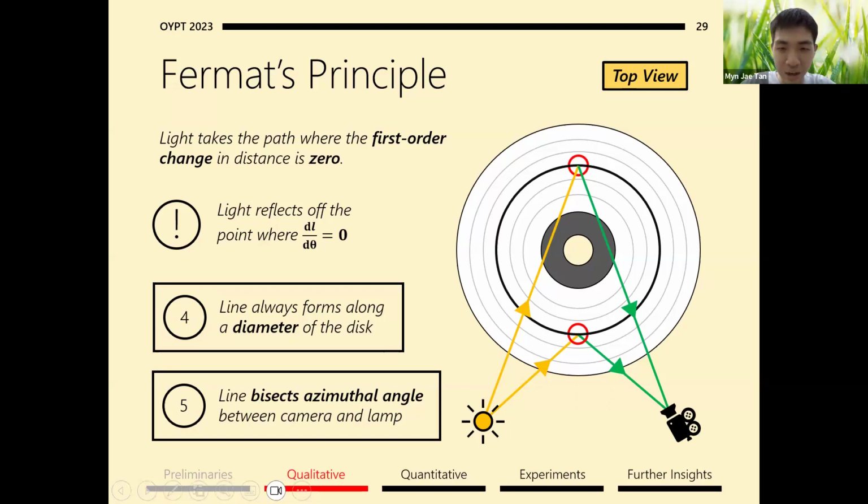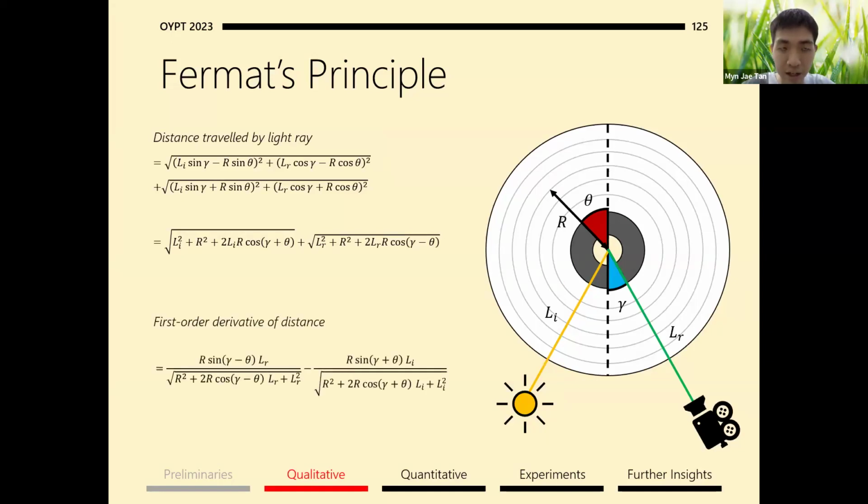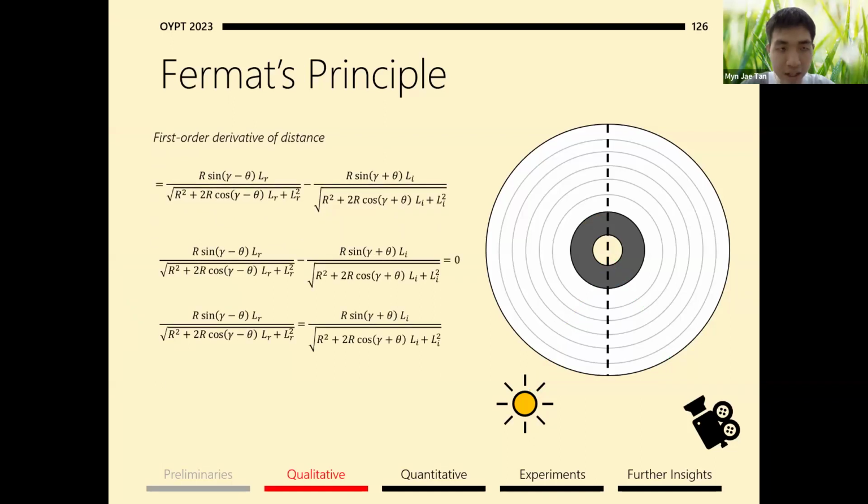So actually, I think I'll move on to my mathematical derivation for this part first. Essentially, we can calculate the distance traveled by the light ray using this equation over here. And then if we take the derivative of this with respect to theta, we get this equation. We set this equation to zero, and by solving for theta, we get theta equal to 0 degrees and 180 degrees.